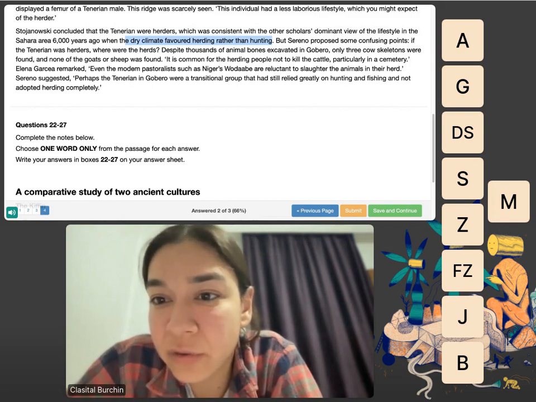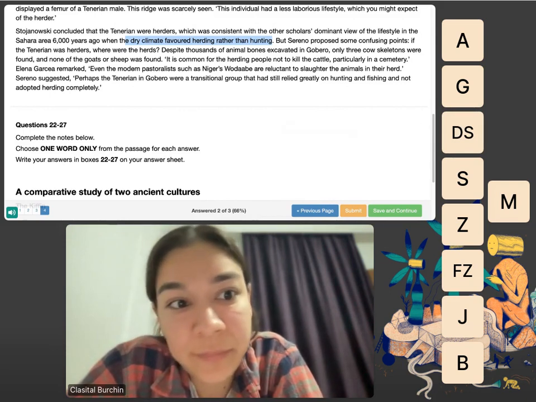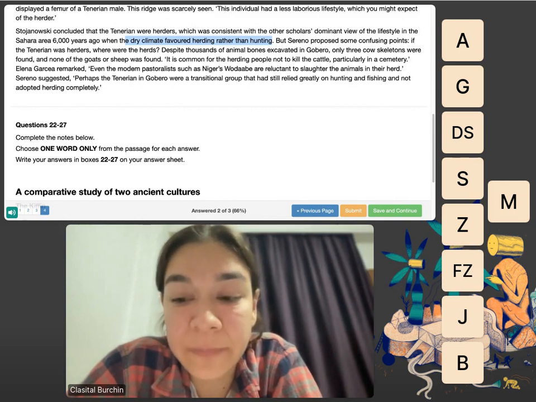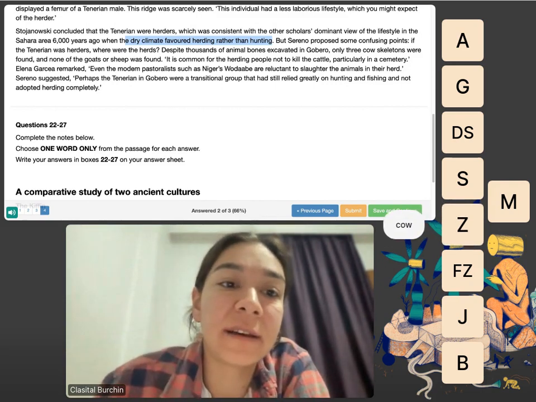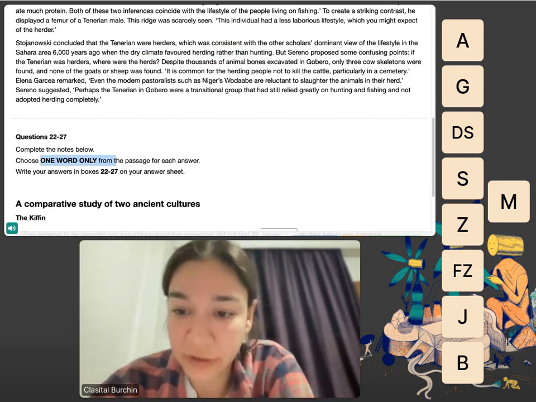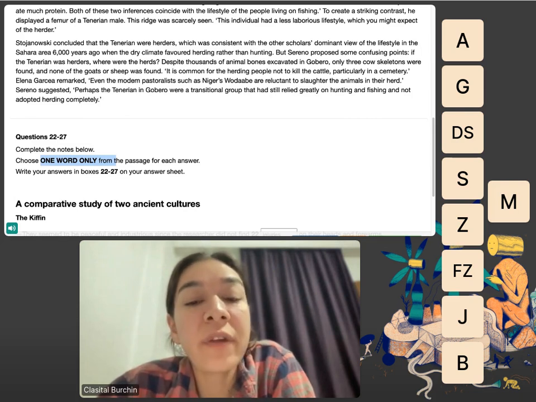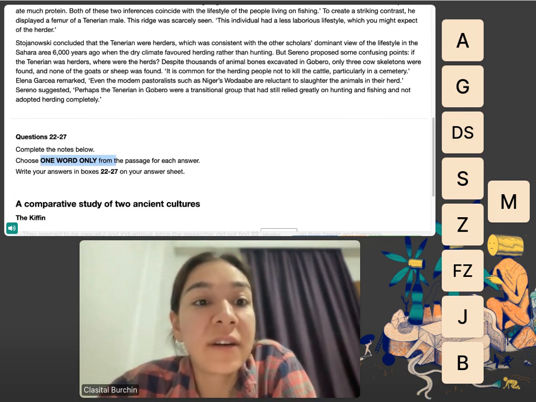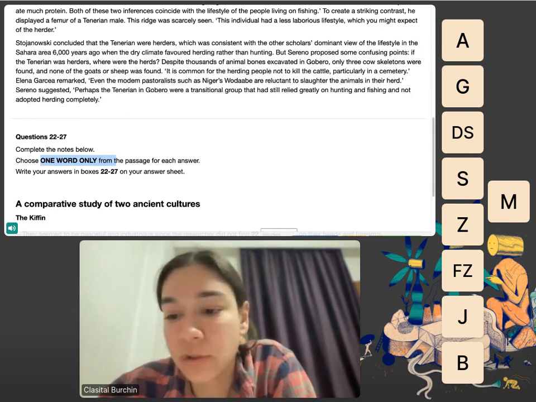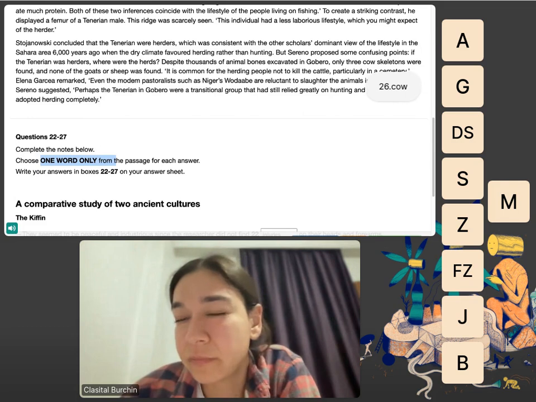But only the bones of individual animals such as... no, they haven't found any animal bones. And I can write one word only. It is here. I'm sorry I haven't said it. Very good. Cow. Very good. Only three calf skeletons were found. There were no sheep, and none of the goats or sheep was found. So there were zero. Only some cow bones.